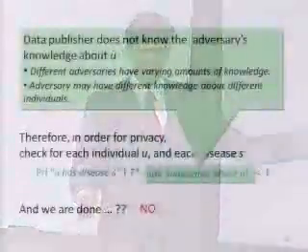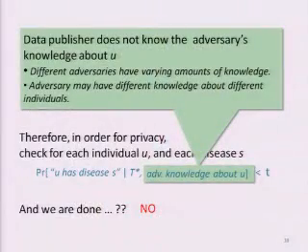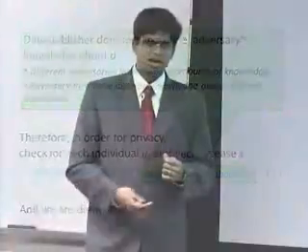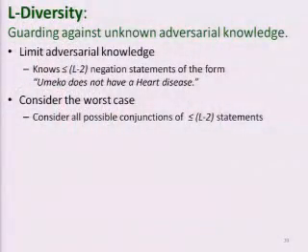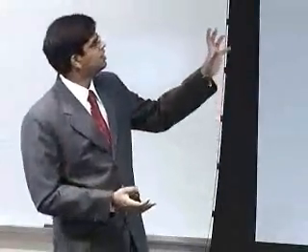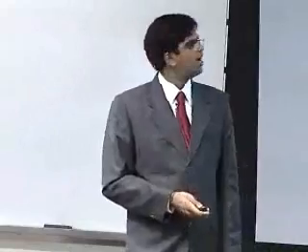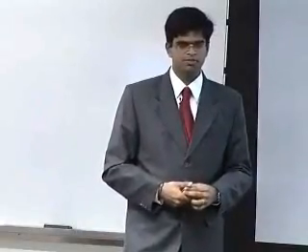So are we done at this point of time? Unfortunately, no, because we don't know what the adversarial knowledge about U is. Different adversaries have different amounts of knowledge, and an adversary may have different amounts of knowledge about different individuals. So therefore, we have to guard against unknown amounts of adversarial knowledge. And we do this in 2 steps. First, we limit the amount of adversarial knowledge about individuals. So we say that an adversary has at most L-2 negation statements. And then we consider the worst case amongst all these adversaries who have at most L-2 negation statements.